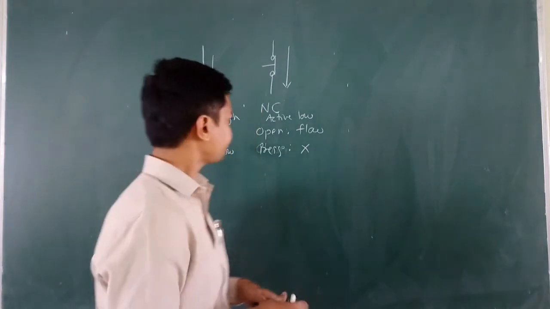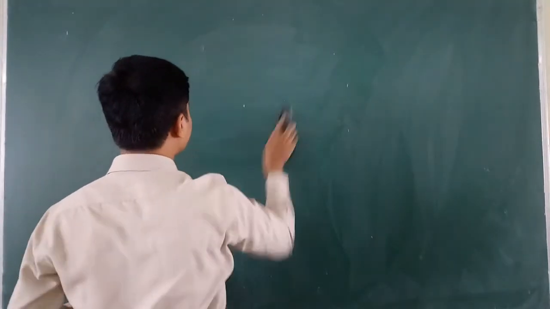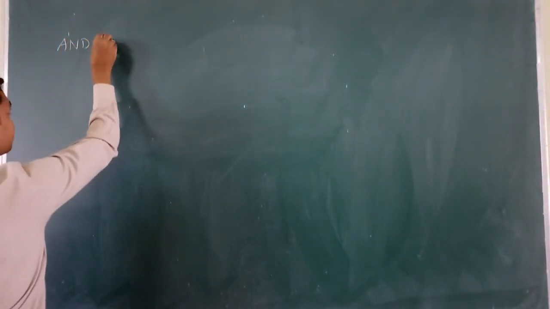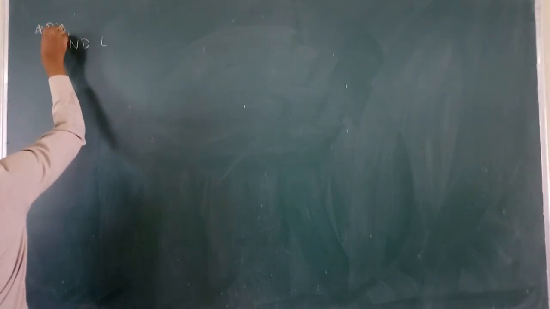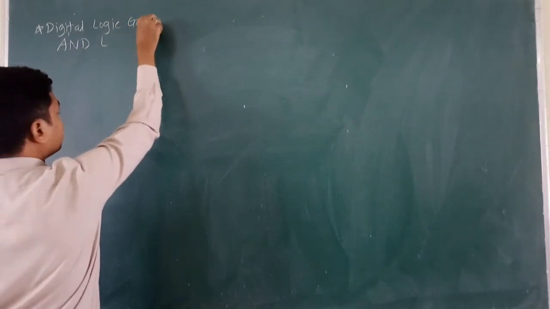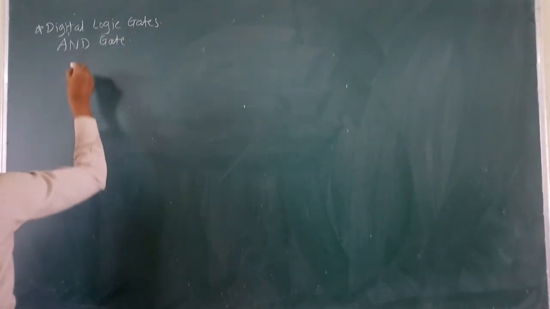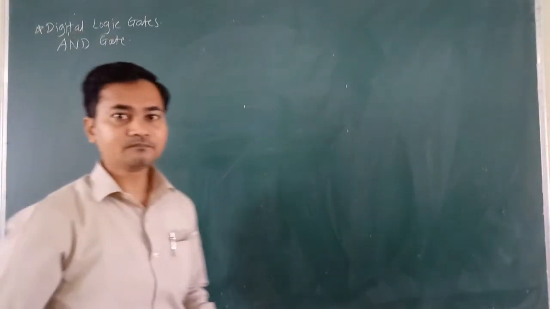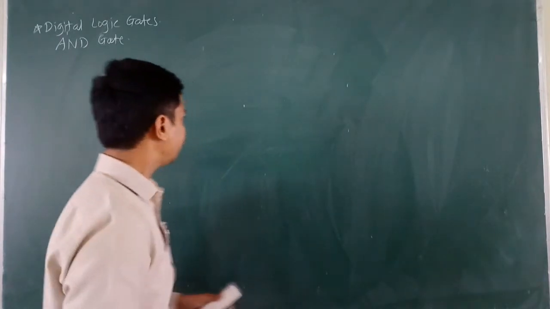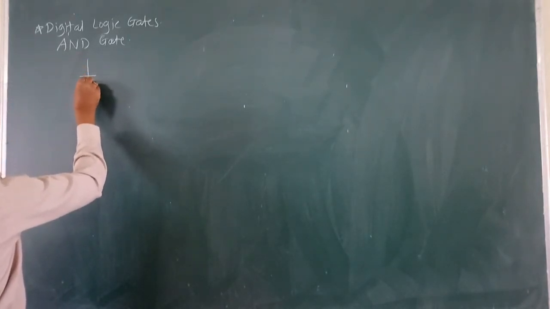The first gate that we are going to see is the AND gate. AND gate means there will be two or multiple switches in series. I will just draw the circuit diagram for the understanding of the AND gate and its operation.